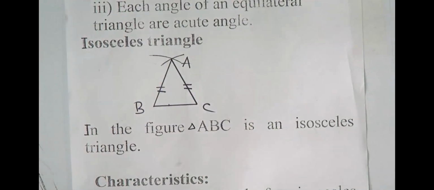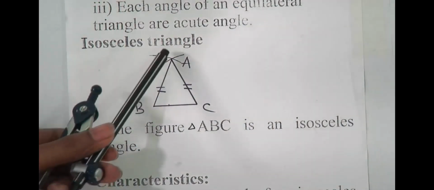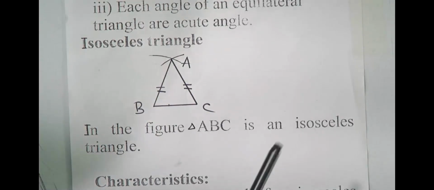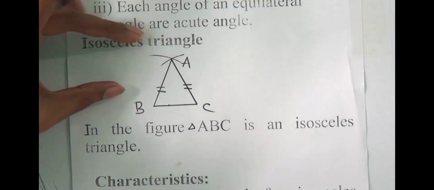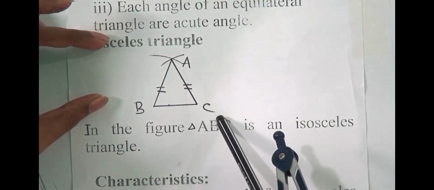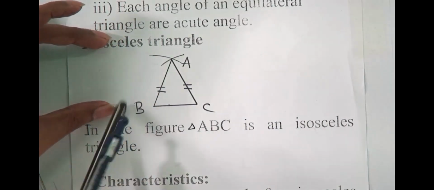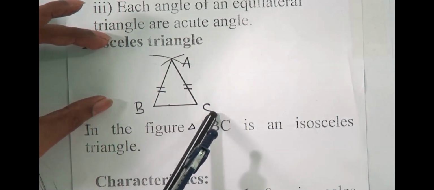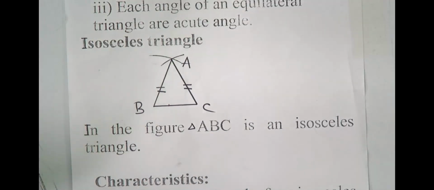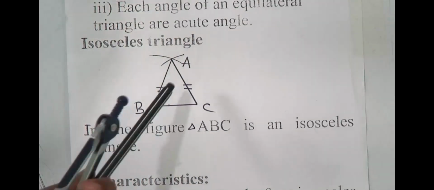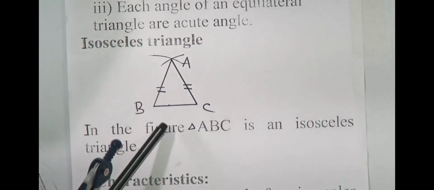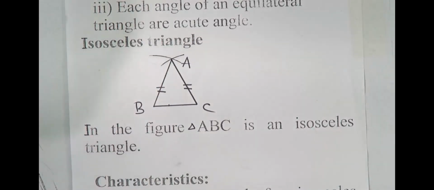Dear student, you see in the figure ABC is an isosceles triangle and AB side and AC side are equal. Okay, AB side and AC side are equal. That means in the isosceles triangle at least two sides are equal. So I will say this triangle is an isosceles triangle.